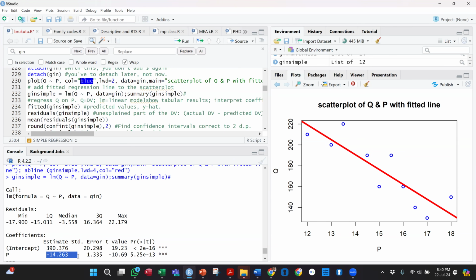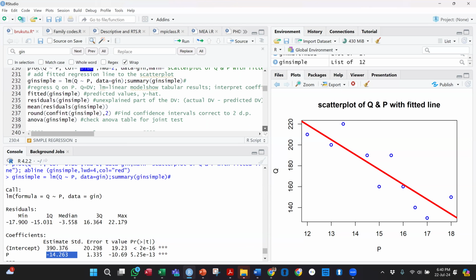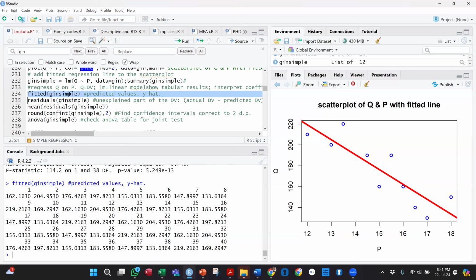This is just a preliminary to show you how it works. One of the assumptions of regression is that this fitted line can be generated. The fitted line is a predicted value. Remember, the actual value is in the Excel. The predicted value is what you create. We can use this command here, 234, to run the fitted value.